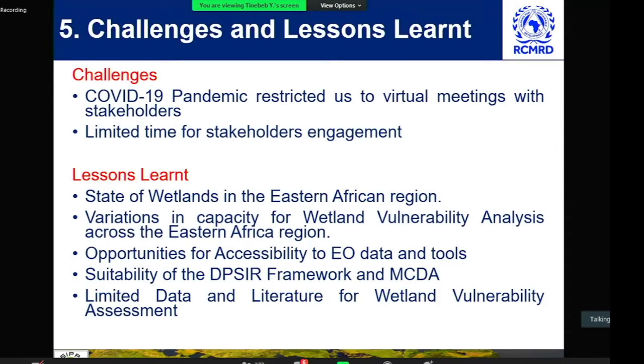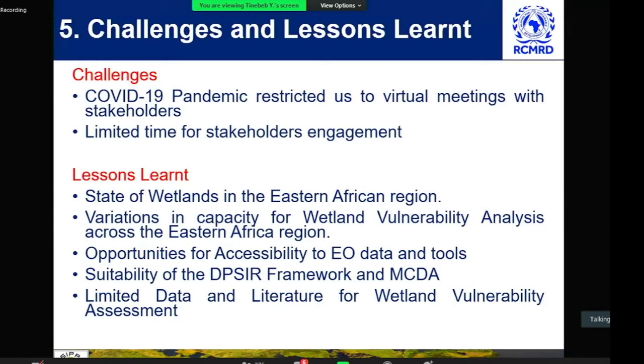And for lessons learned, we have seen five lessons, which is not limited to these. The first lesson learned is that the state of wetlands in the African region has been identified. And then variation in capacity for wetland vulnerability analysis across the Eastern African region has been identified.